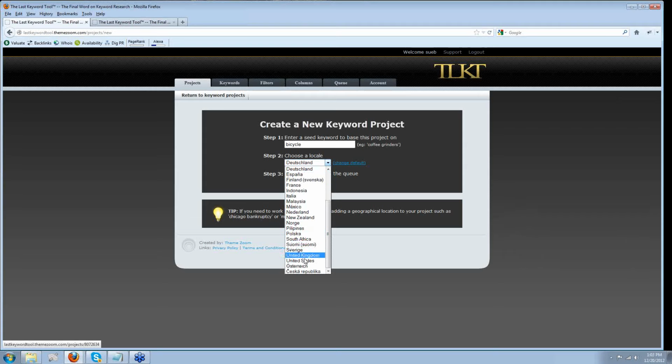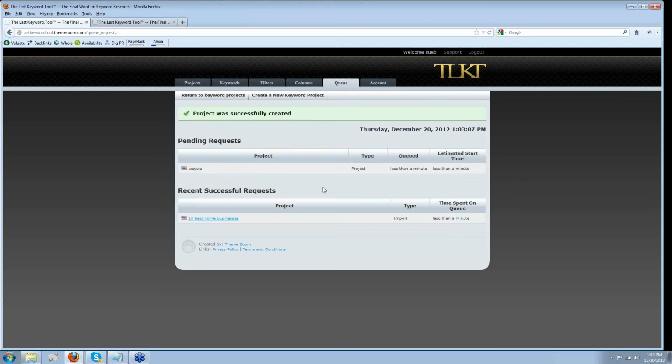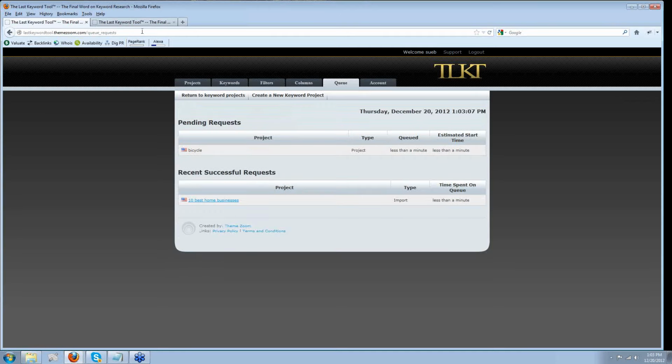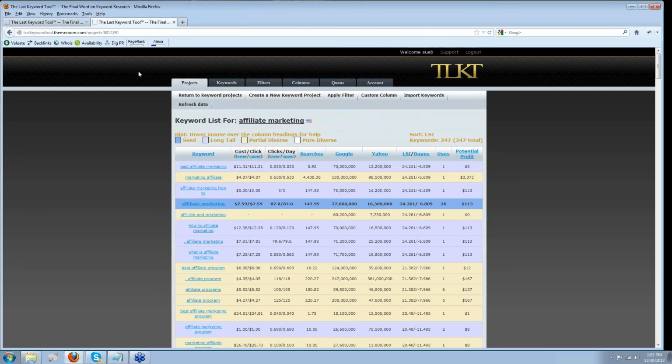So on. So let me find the United States again. If you pick the UK, you'll get British English as opposed to American English. And then you can hit Q, and Bob's your uncle. It will go off and drill your project for you. They take between 5 and 10 minutes to drill, depending on how many keywords it sorts through.